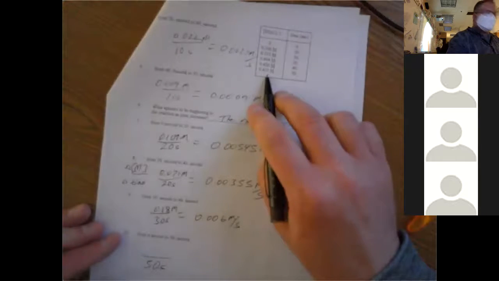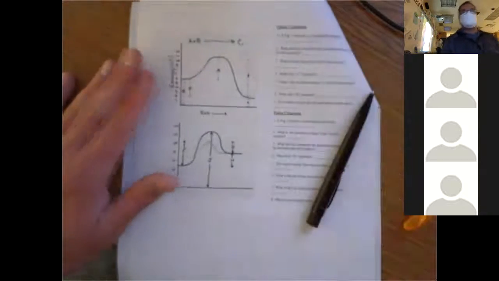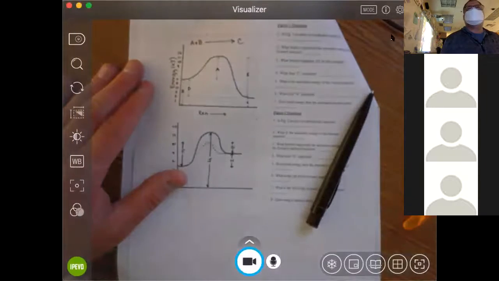Now, if we want the whole average rate, we take the entire amount of time, which is 50 seconds, and we divide it by the entire change, which is 0.435. 0.435 divided by 50. The answer is 0.0087. Well, there we go. And then you would answer the questions dealing with these guys right here.